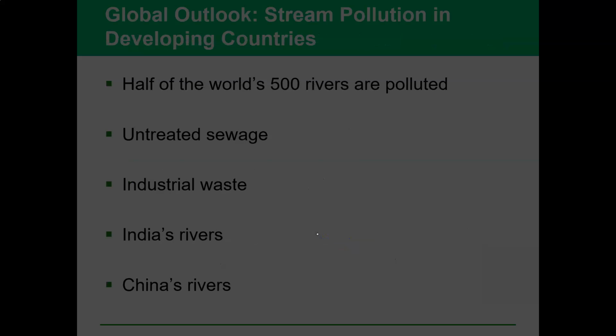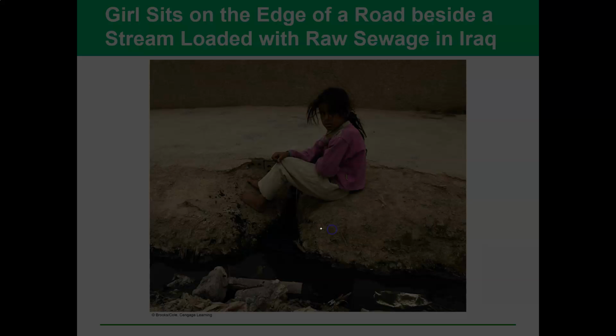Yep. All right, so if we look at a global outlook, in LEDCs, half of the world's 500 rivers are polluted, like pretty severely polluted from untreated sewage and industrial waste, and we've got issues in India's rivers and China's rivers that you can see in here. This is in Iraq, and you can definitely see unregulated water. A lot of the United States waterways looked like this before the Clean Water Act in 1972, but when you have a strong government that is able to make those laws and regulations, you can really get things cleaned up.